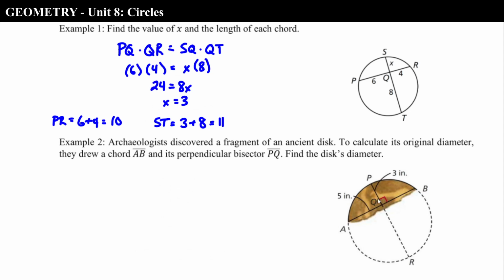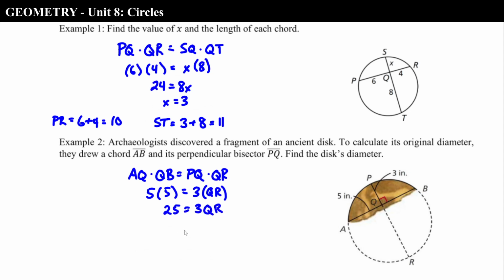So to find out what this is, we are going to take AQ and multiply it by QB. And then we're going to take PQ and multiply it by QR. Well, AQ is 5. So is QB, because we bisected. PQ is 3, and we're going to find what QR is, which is the rest of the length of this diameter. So we have 25 equals 3 QR.